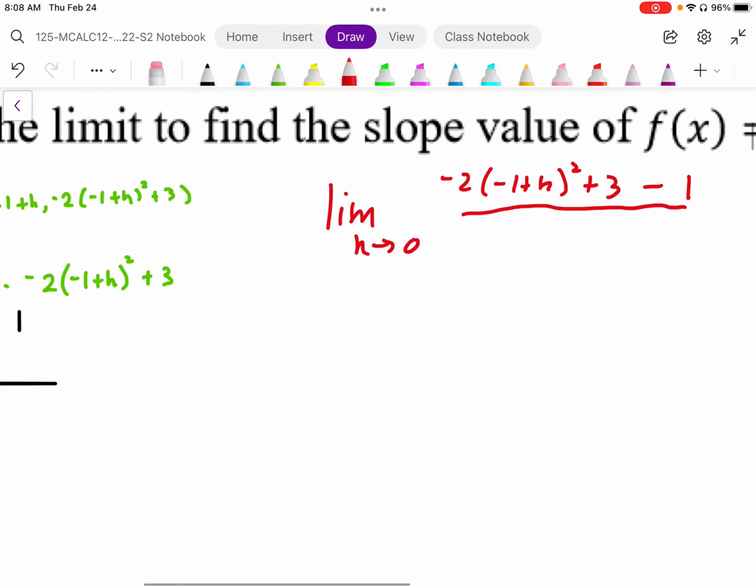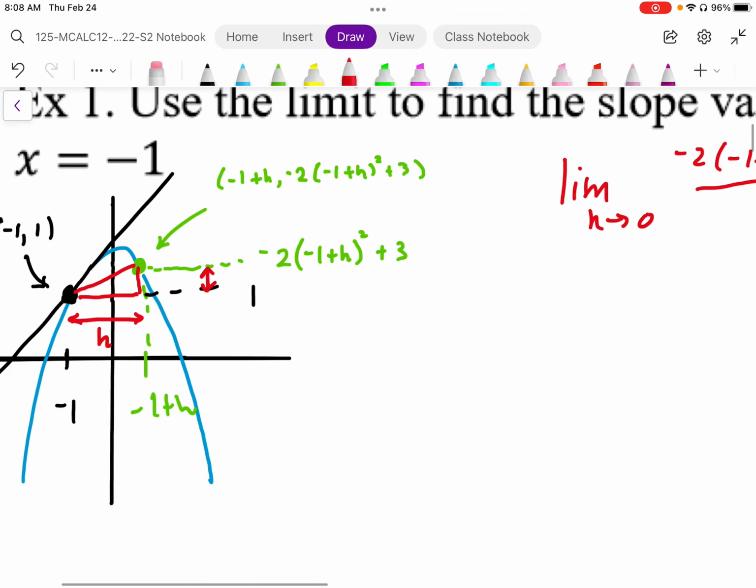So I'm going to put that into my fraction here. And then I'm going to run a limit because I want h to go to 0. Basically, what's happening is that as I bring that green dot closer to the black dot, h becomes 0, and the slope of the red triangle approximates the black slope better and better as we get closer to that black dot.